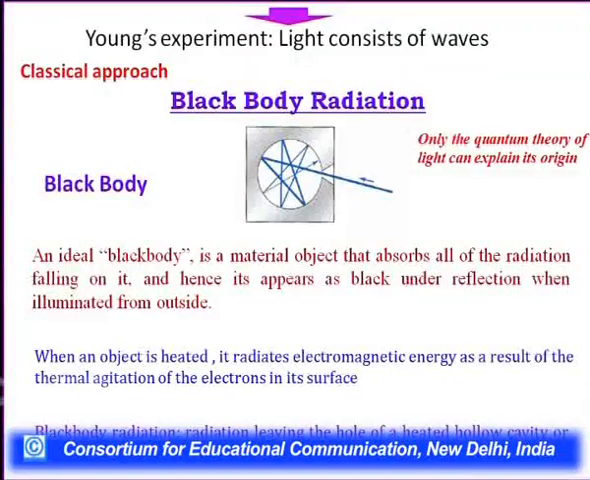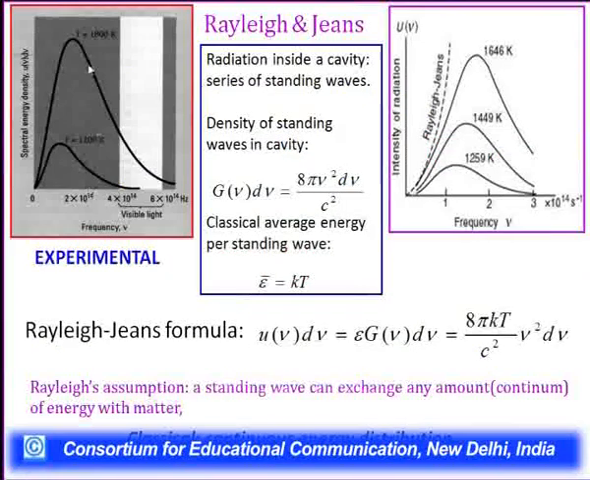The black-body radiation leaving the hole of a heated hollow cavity, or the radiation emitted by the black body when it is heated. This is the experimental result which we got when the black body is heated. Then this is the graph between the energy versus spectral energy density U nu d nu.